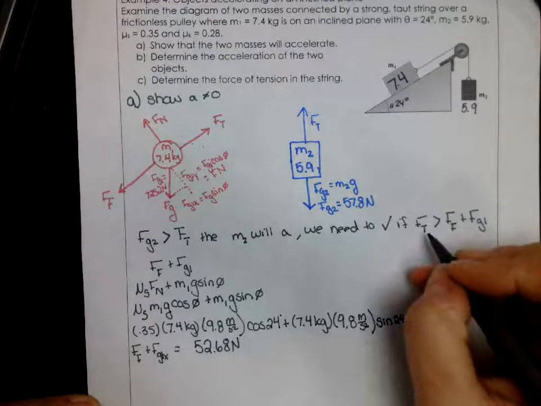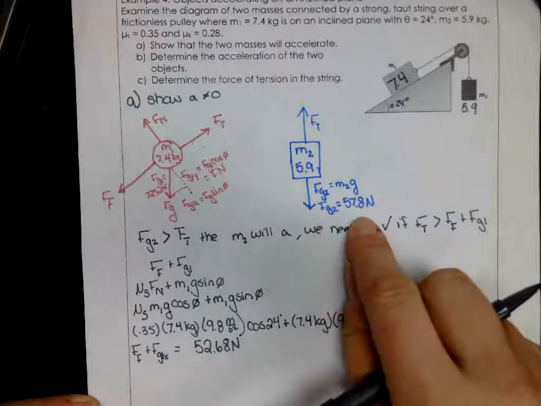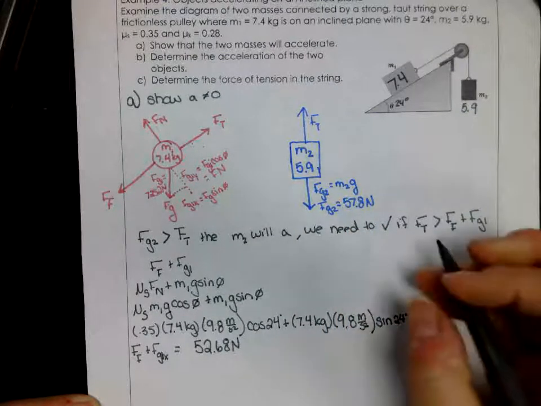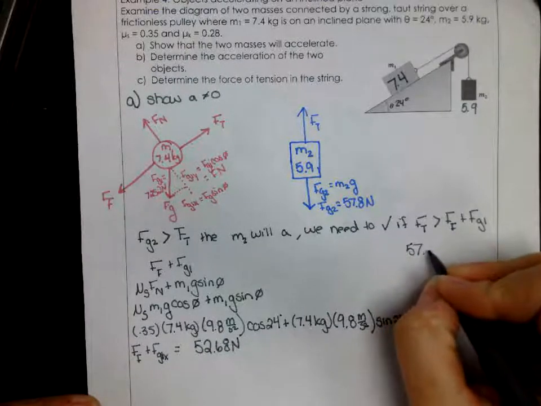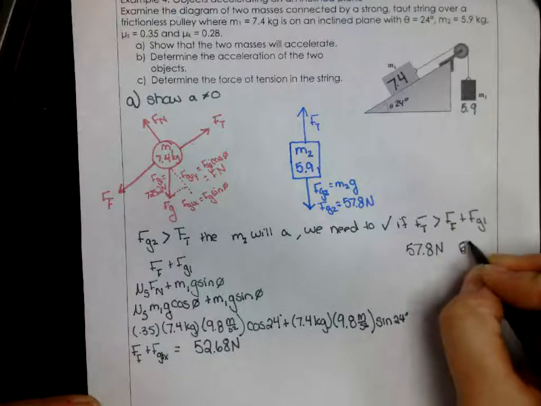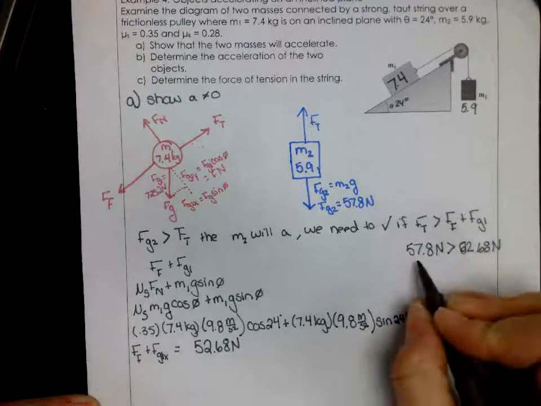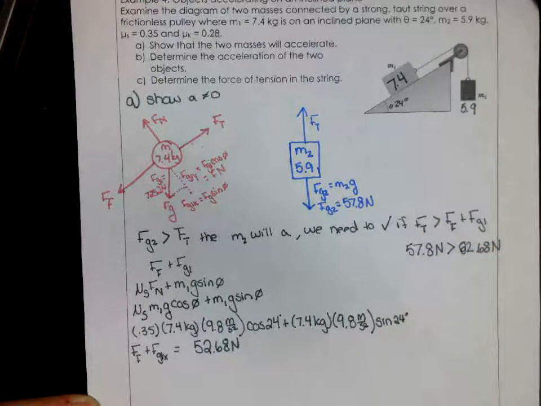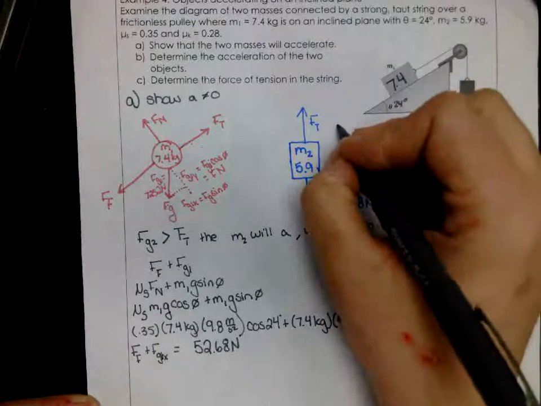So to figure out the force of tension 2, it's going to be equal to the force of gravity 2. The force of gravity 2 is 57.8 newtons. The force of tension 2 is going to be 57.8 newtons. So I have 57.8 newtons, and I have 52.68 newtons. So this is greater, so this is going to hold true, so the masses will accelerate. This one is going to accelerate down.